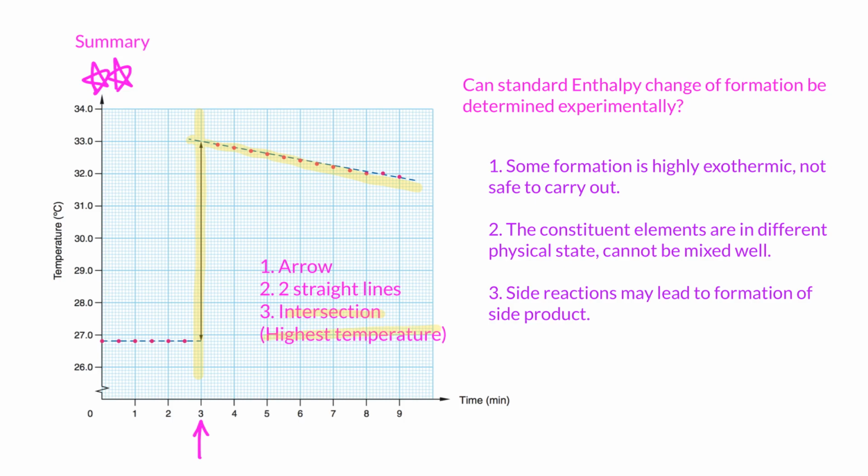Then, can we measure the standard enthalpy change of formation experimentally? No, because some reactions are highly exothermic, and the constituent elements are in different physical states and cannot mix well. Some may also have side reactions, so we cannot really know that the energy released is only due to that reaction.